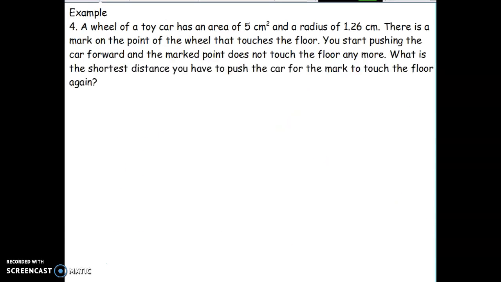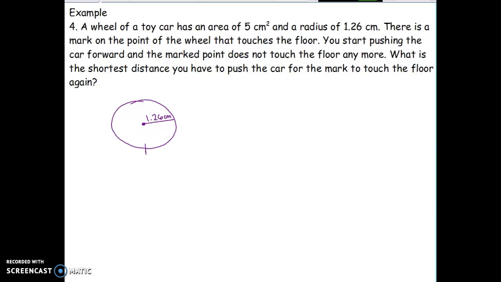Last one. A wheel of a toy car has an area of 5 centimeters squared and a radius of 1.26 centimeters. There's a mark on the point of the wheel that touches the floor. So imagine that there's a little dot on that wheel that touches the floor.